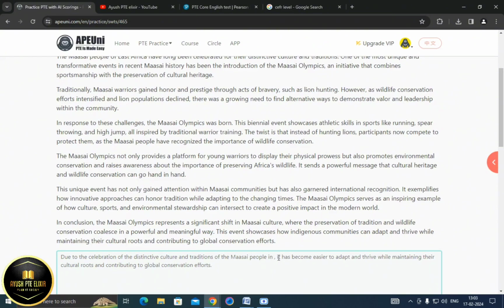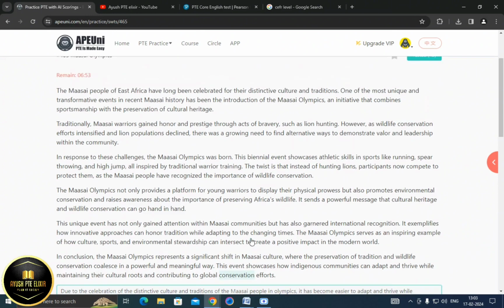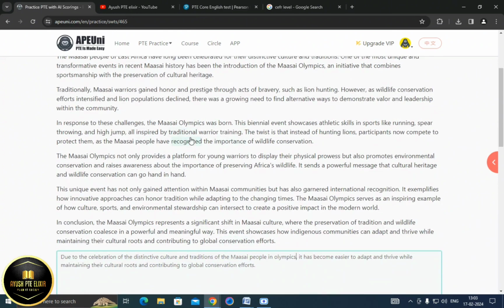In Olympics, you can also say, or you can also define it in your own language because they have combined both of them. So you can say like due to the Olympics in Maasai, their people have gained the importance of the wildlife conservation to adapt and thrive and maintaining their cultural roots, something like that. This is in your hands how to frame a sentence, because it is very easy to copy, but it is a little bit difficult to make your own words. So try to do according to your level.